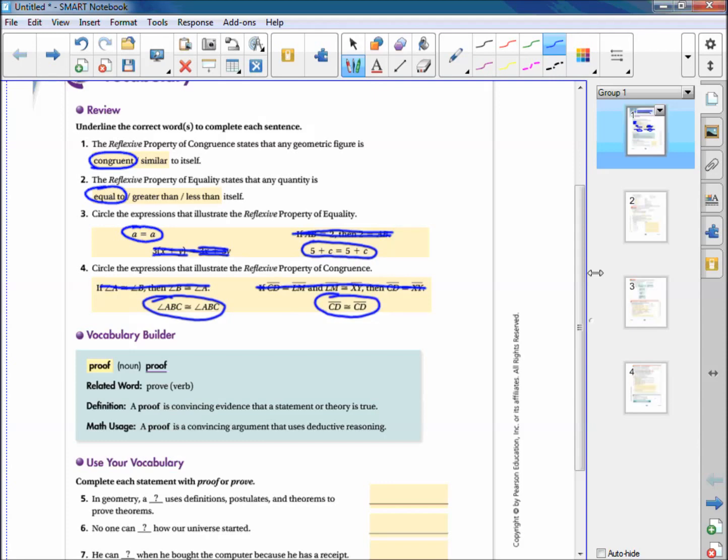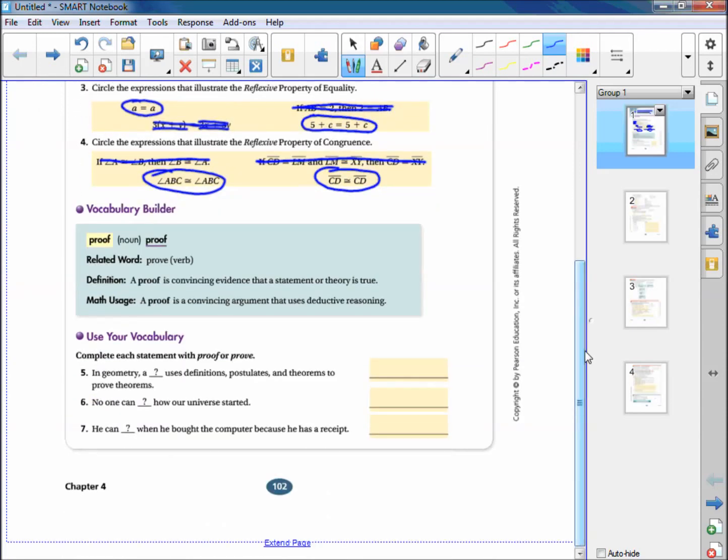All right, vocabulary builder, the word proof. Related word is prove as a verb. So the definition: proof is convincing evidence that a statement or theory is true. In math usage, we're going to say a proof is a convincing argument that uses deductive reasoning. Remember, deductive reasoning uses statements and other things to prove something true. It doesn't look at just patterns.